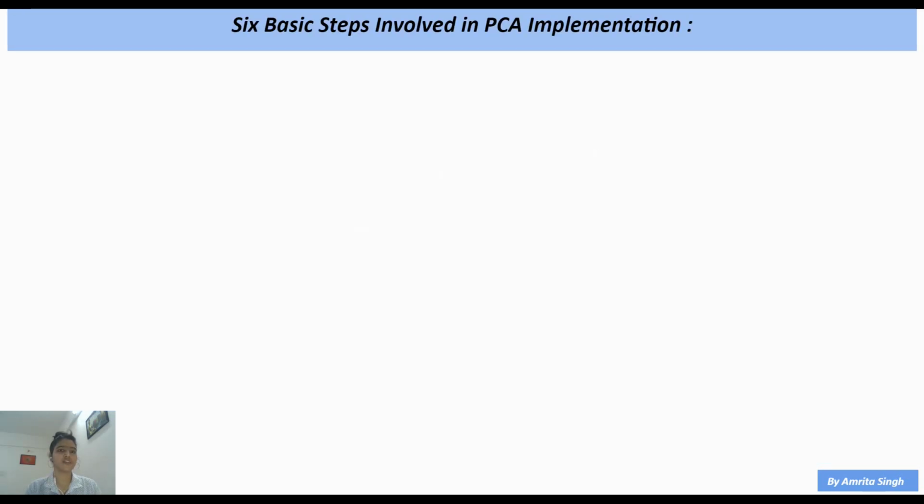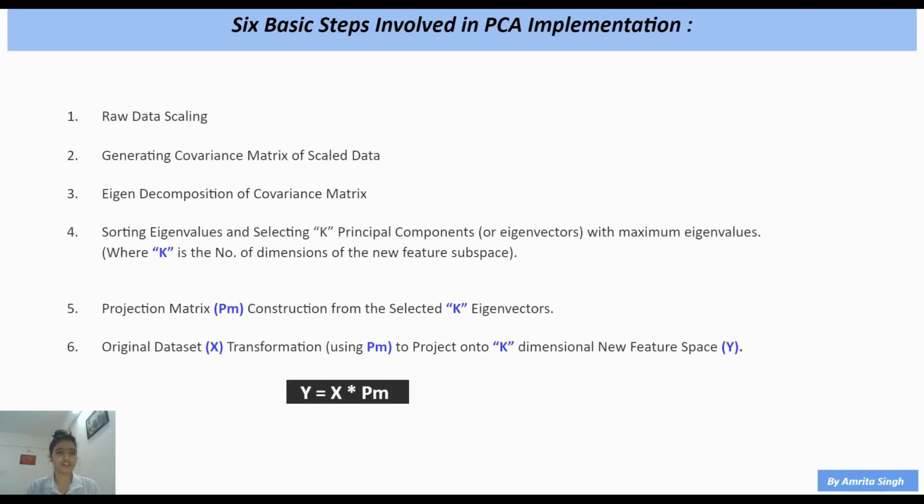Now the most important section, the key steps involved in PCA implementation. There are a total of 6 important steps, so one by one, let's have a look.